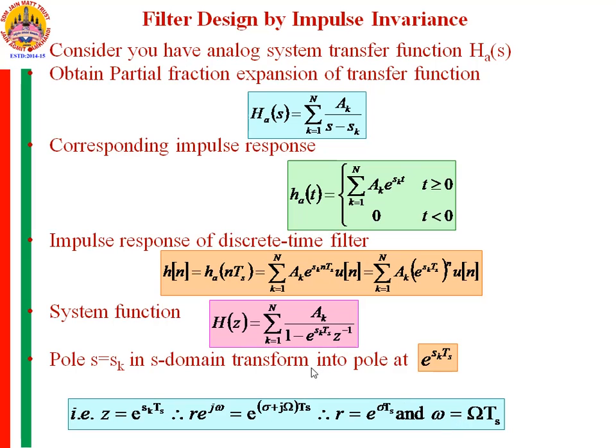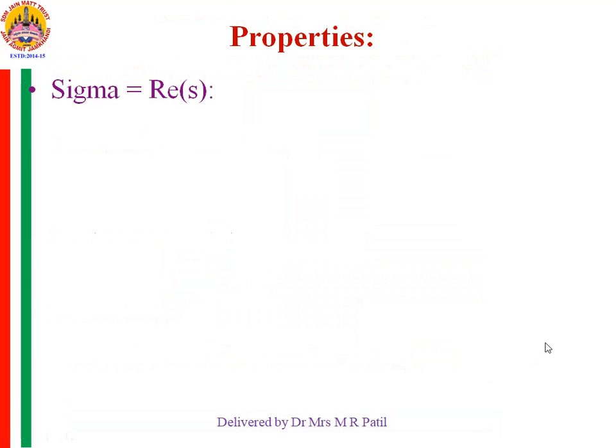So we are concentrating on how this pole at S equal to s_k is transformed to the Z domain. Z will be equal to e raised to s_k Ts. Z in its polar form can be represented as r e raised to j omega. If I compare the magnitude and phase of both sides, magnitude r is equal to e raised to sigma Ts and omega is equal to Omega Ts.